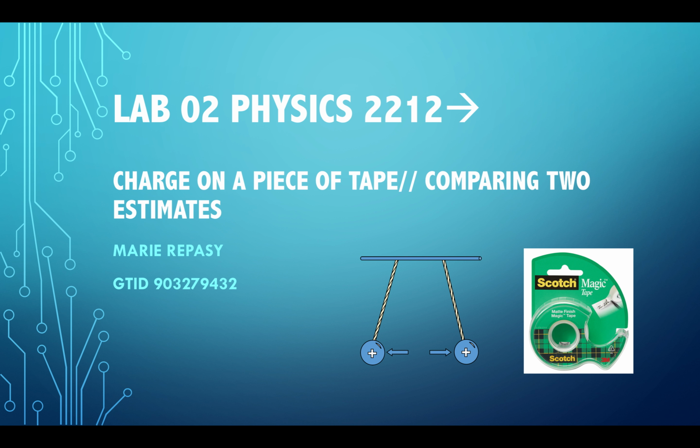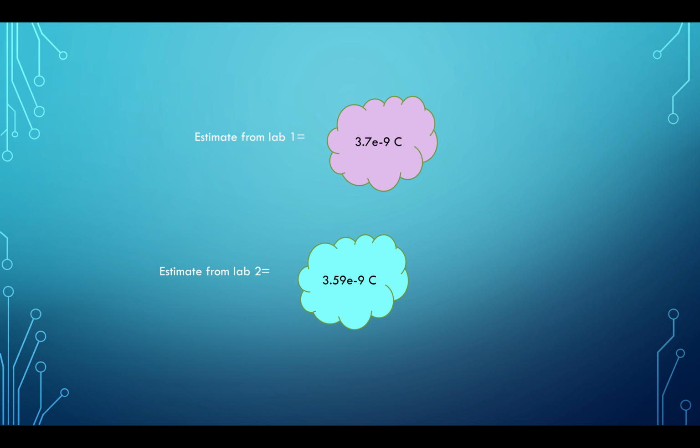This lab was a continuation of Lab 1, in which we found the charge on a piece of previously neutral Scotch tape. We used a different code to determine the estimate for the charge on the tape, so we got a different value for the estimate than Lab 1. This will be discussed later.